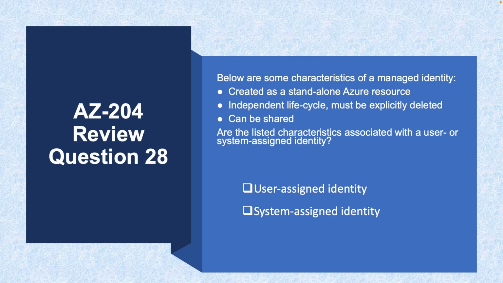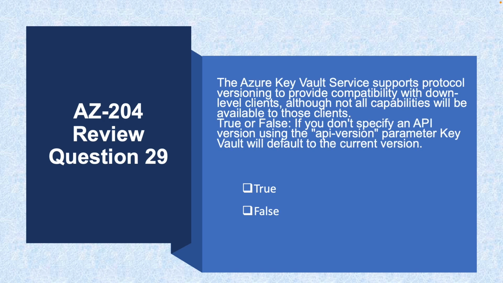Question number 28. Below are some characteristics of a managed identity. Created as a standalone Azure resource, independent lifecycle, must be explicitly deleted, and can be shared. Are the listed characteristics associated with a user or system assigned identity? The answer is user assigned identity. These are characteristics of a user assigned identity. System assigned identities are created as part of a resource and are deleted when the resource is deleted, and can't be shared.